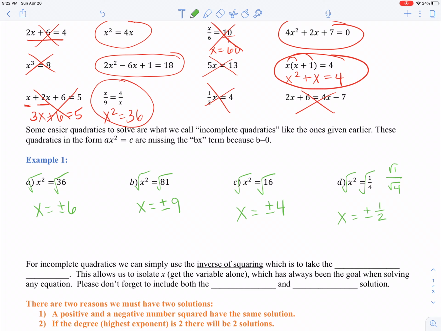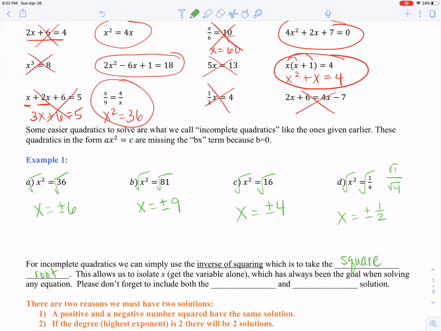So again, these all had rational solutions because everything was a perfect square. For incomplete quadratics, we can simplify by using the inverse of squaring, which is to take the square root.